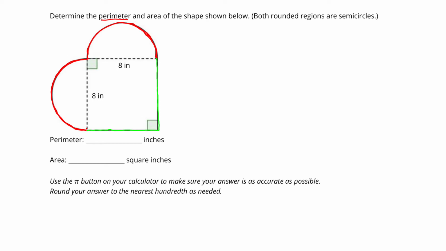Notice I have half of a circle, and I'm going to write that down. A semicircle, which is half a circle, right? I have a half that's sitting here on the left side of this square and one on the top of this square.